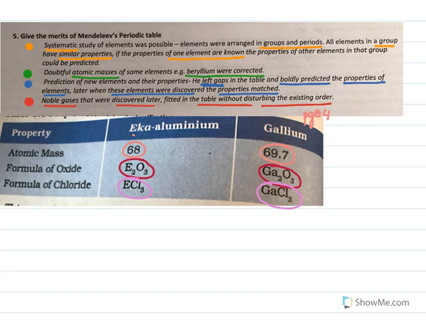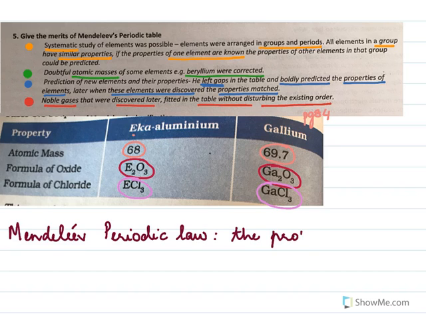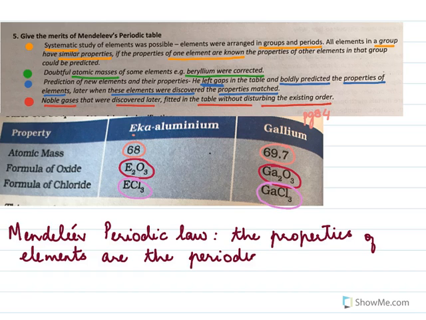Thus we see from the table that the properties of these elements keep repeating after a fixed number of elements. And hence Mendeleev formulated a periodic law. And this periodic law states that the properties of elements are periodic functions of their atomic masses.